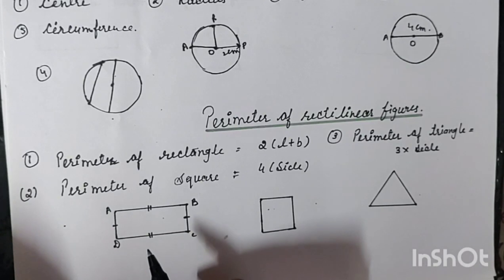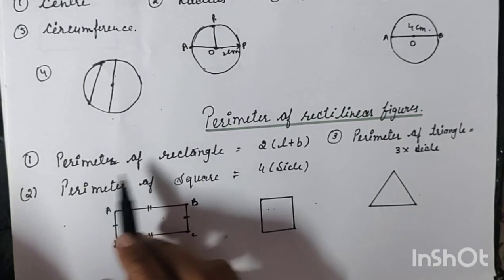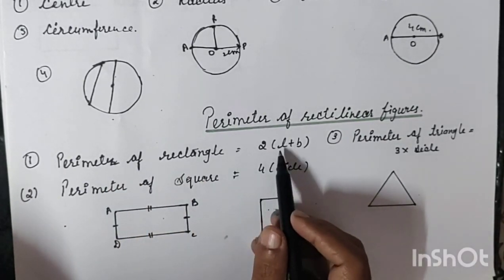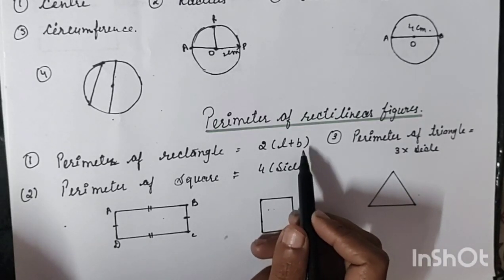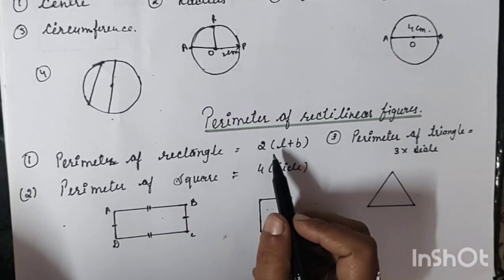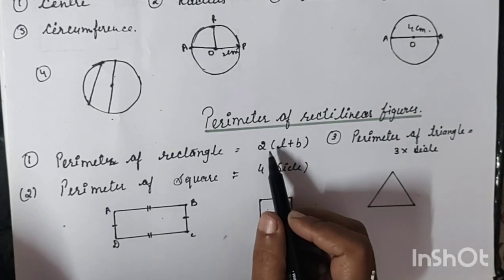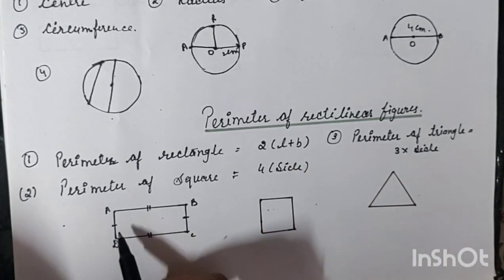What is the perimeter of a rectangle? Perimeter of a rectangle equals 2 into (L plus B). L stands for length and B stands for breadth. Fine, so this is your perimeter of a rectangle, right?